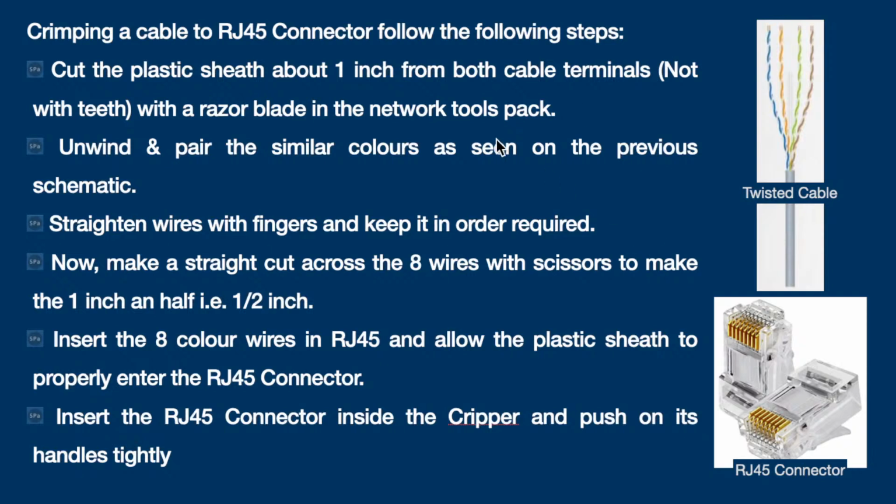Okay, so now the first step you need to do, having procured the wire from the market, that's twisted pair, it could either be UTP or STP. UTP means unshielded twisted pair, and STP means shielded twisted pair. Either one of them, you have to cut. You cut the plastic sheath about 1 inch from the bottom of the cable, from both cable terminals, that is terminals A and B, not with what? The teeth. Not with teeth.